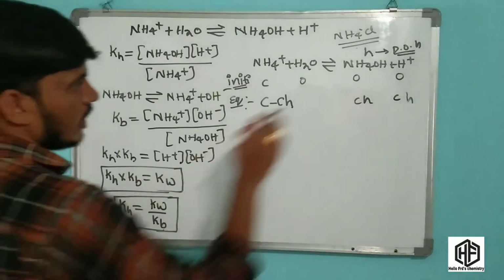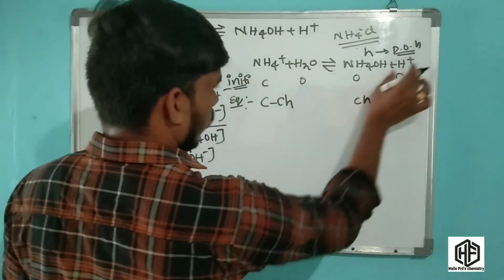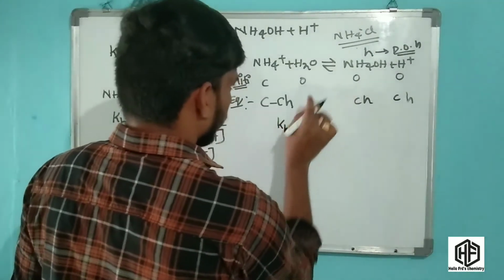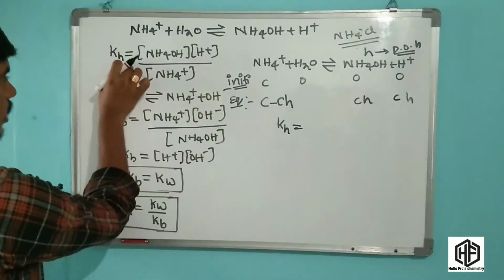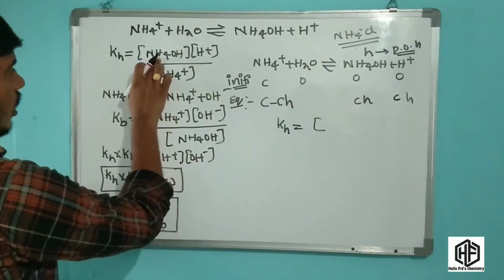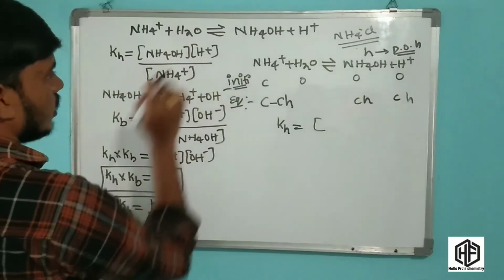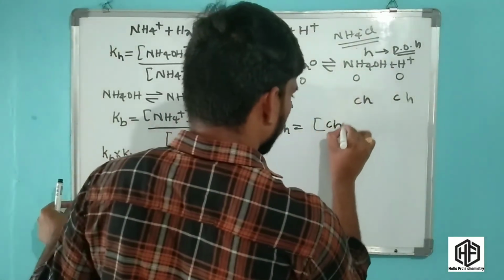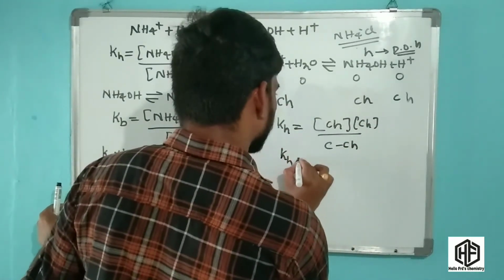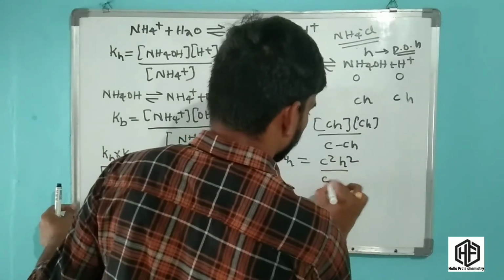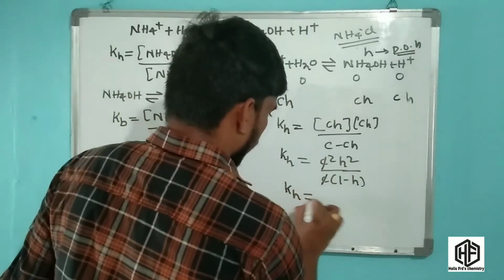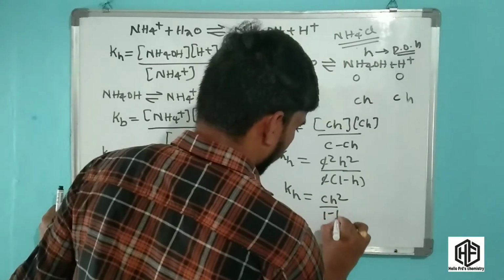Now we have to calculate the H plus ion concentration, friends. Now one more point: for this reaction, KH is the equilibrium constant or hydrolysis constant. KH is equal to concentration of NH4OH into H plus. Now the concentration term is Ch into Ch by C minus Ch. Now KH is equal to C square h square by C, where C is common, 1 minus h. Now C is cancelled. Now KH is equal to Ch square by 1 minus h.